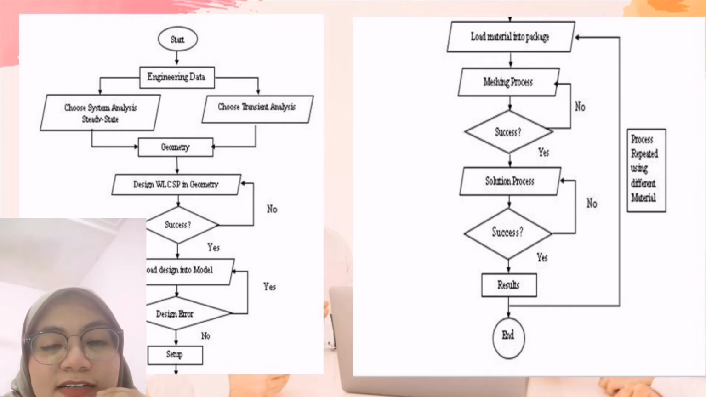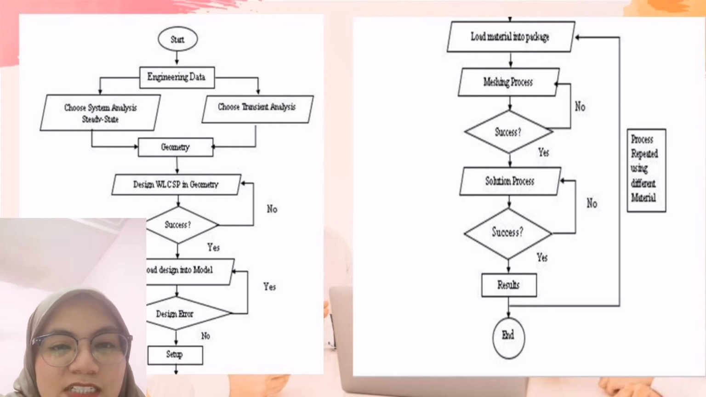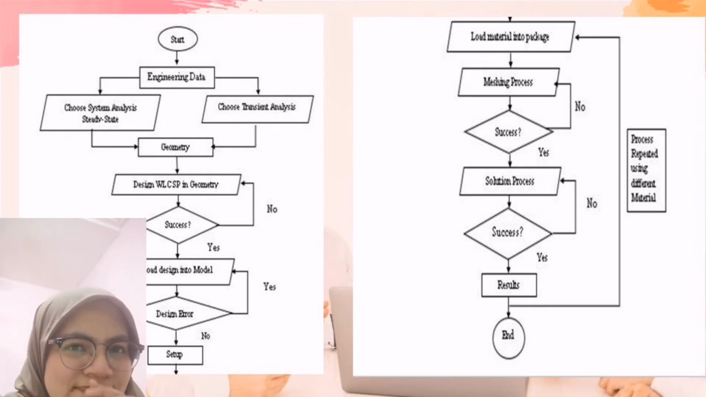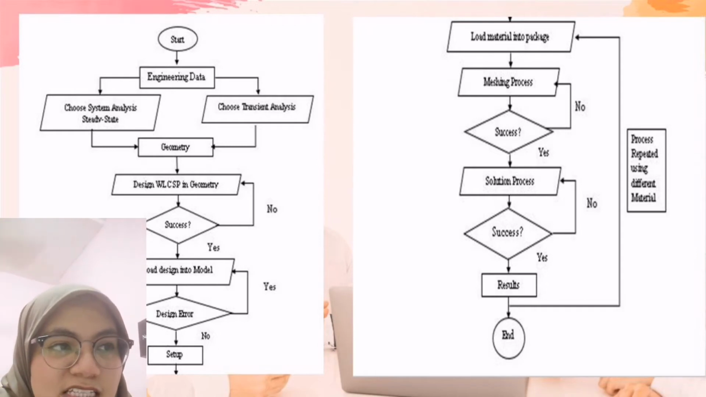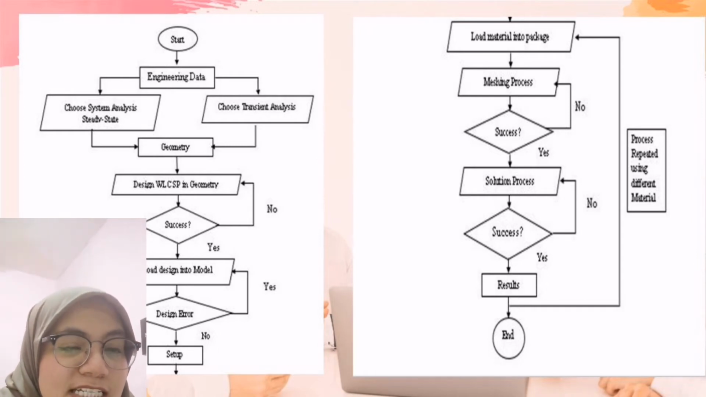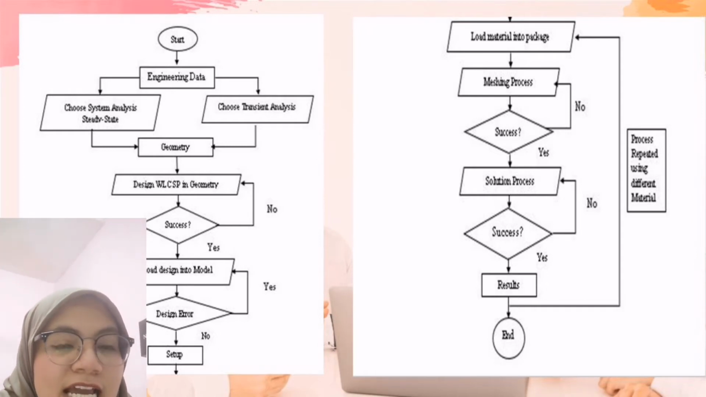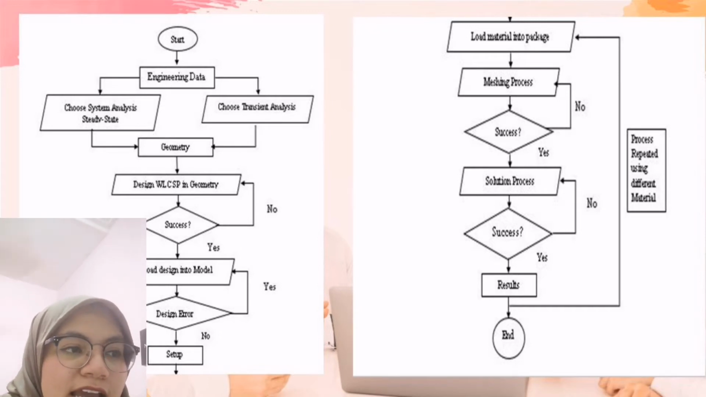In the setup, we can load the material into the package that has already been loaded into the model, and then the meshing process is conducted. If successful, we can proceed with the solution process, and then if successful, we can obtain the result. After that, we can repeat the process all over again, but now we change the copper or gold material to be loaded into the package.